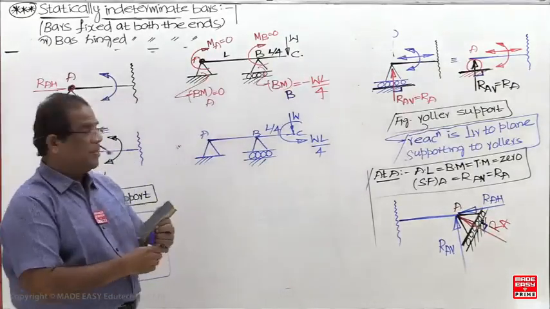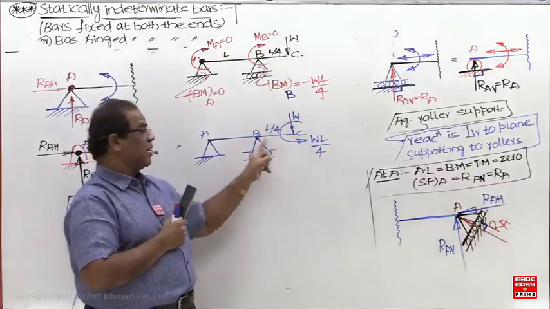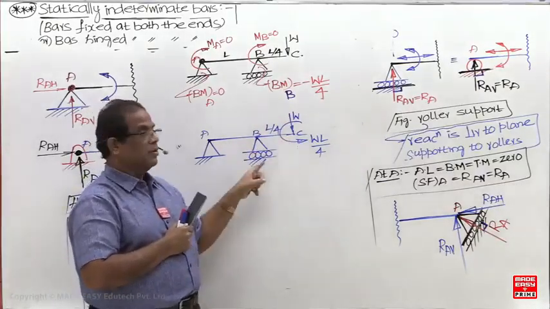In this case, what is the bending moment now? It is the algebraic sum of the couples and moments. W into L by 4 is negative, this one is positive. Here the bending moment is 0.